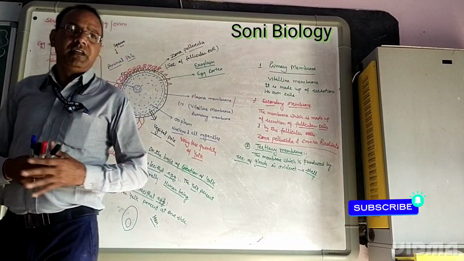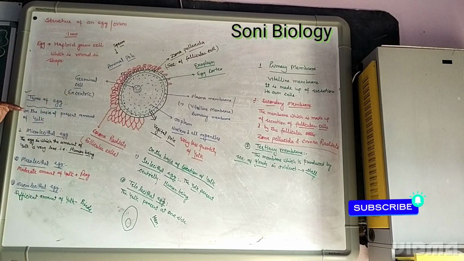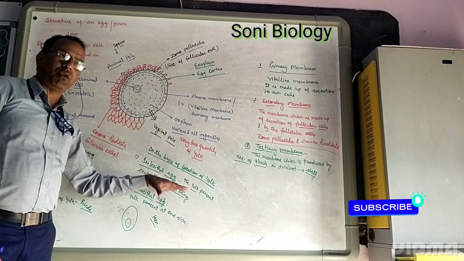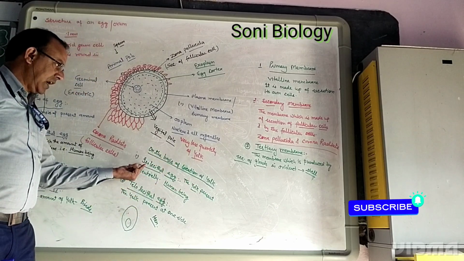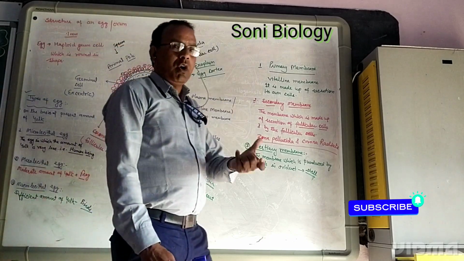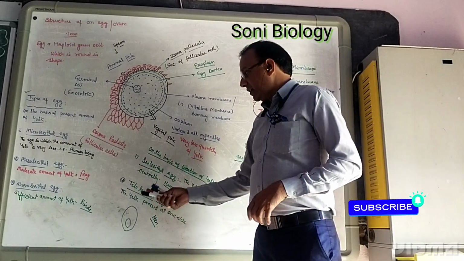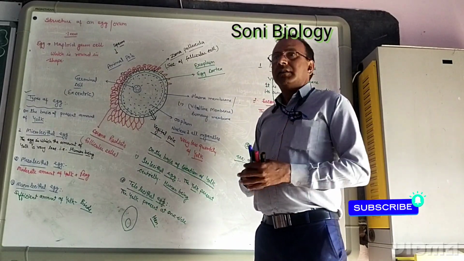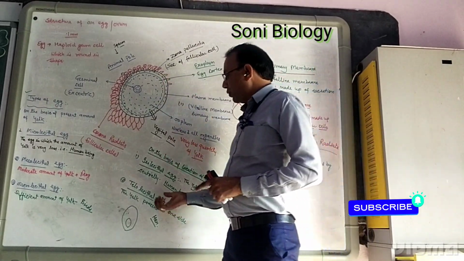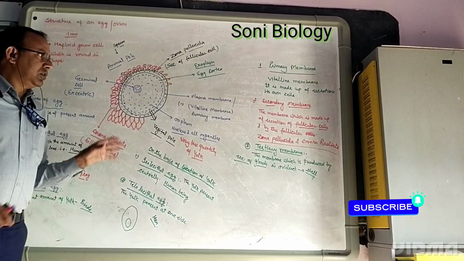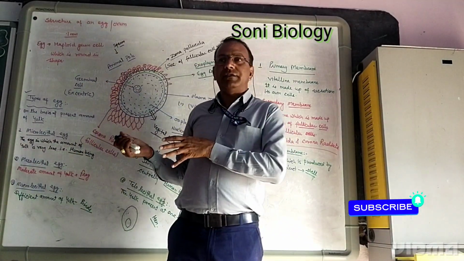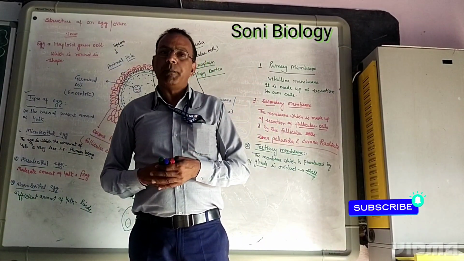We have already discussed three types of egg on the basis of the amount of yolk, and on the location of yolk in the egg, there are two types. Isolecithal egg, as in human beings, where the yolk is present centrally, and telolecithal egg, where the yolk is present at one end, not all over, not centrally. So in this part we have studied the structure of the egg as well as how many types of egg there are. In the next part we will study the menstruation cycle.